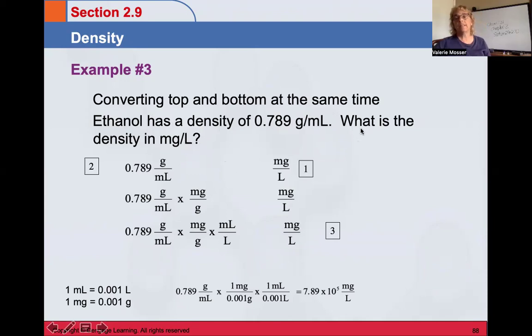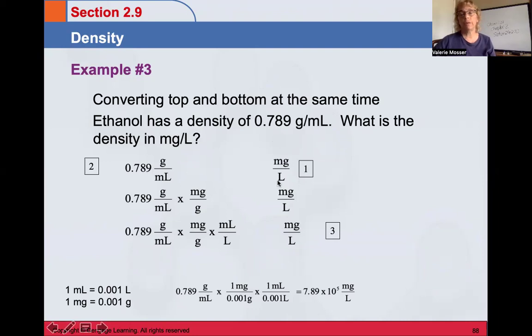So they're asking us to find a density in milligrams per liter. They're asking us to find an answer that has two units. What is the density? That's what they're asking for. And using our four-step method, that's our number one. They're asking for density in milligrams per liter, so we write that down in position number one. And they've only given us one other thing in this problem, the 0.789 grams in a mil. So that's our number two.